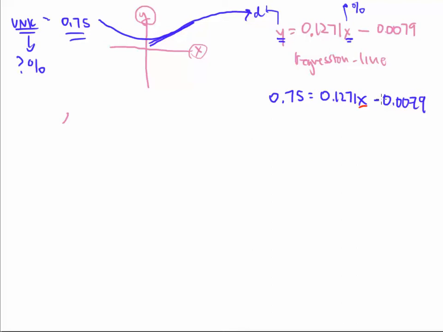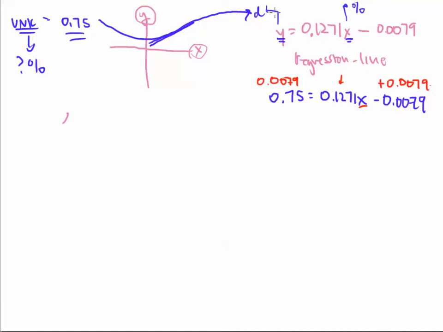So this is minus 0.0079. We need to get rid of this number, its neighbor, before we start tinkering with the house here. So the opposite of subtraction is addition. So I'm going to add 0.0079 to each side. I'll do it here, and because mathematics is all about symmetry, I do it on the other side as well.